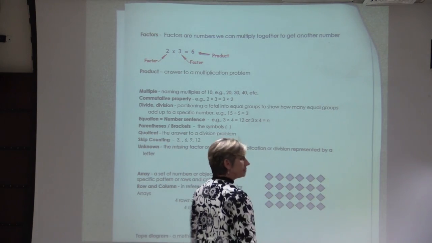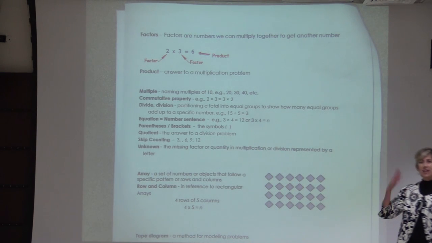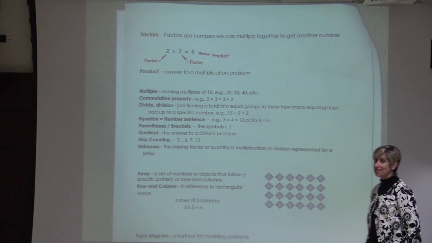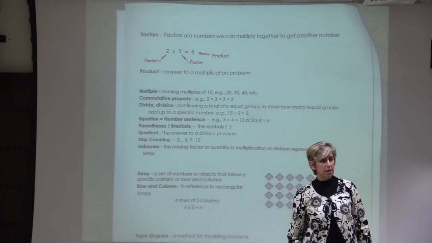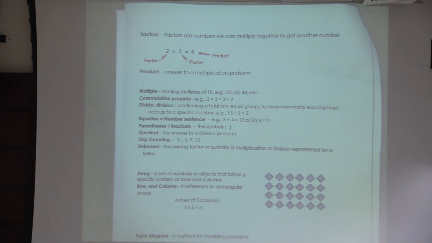Multiple probably is not as used as much as factor and product, but it's a word they'll hear in passing, and I wanted you to know what it is. Commutative property, this idea that you can switch the order of the factors and you get the same answer. You do not necessarily get the same story, but you get the same product. We're going to be working with that today. Again, I don't even know how much they talk about the language there, the commutative property, but the understanding of that is incredibly important. And in this unit, that's what we're going to start talking about first off.